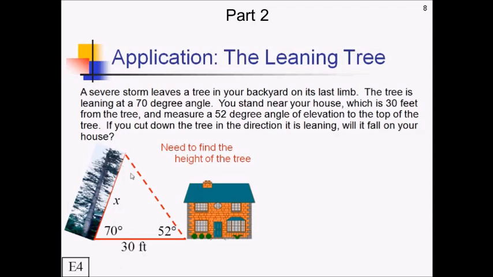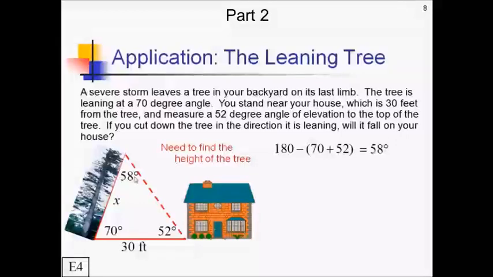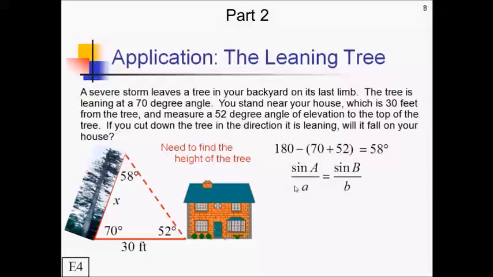Oh, but don't we? We know that the angles in a triangle add up to 180, so what's the missing angle here going to be? Well, it's whatever 180 minus 70 plus 52 is. So let's see, that's 122 that we're subtracting, so 58 degrees for this last angle. So now that we've got that, we can in fact use law of sines. We can say sine of 58 over 30 equals sine of 52 over that x side that we're looking for.